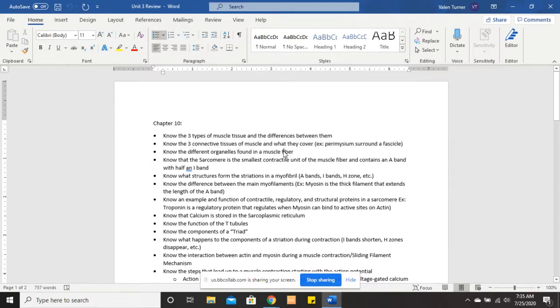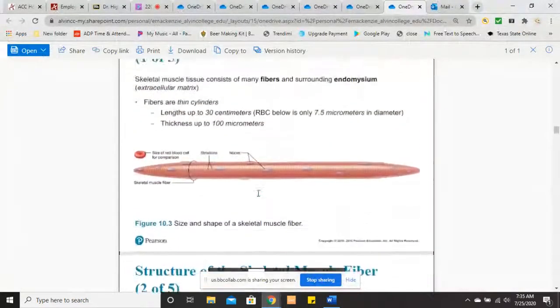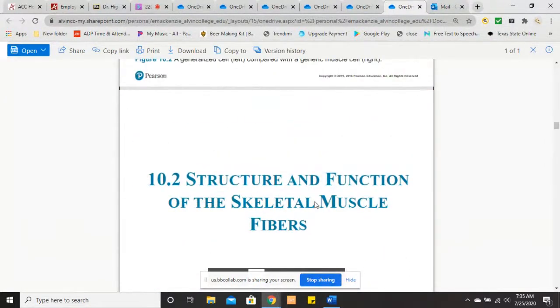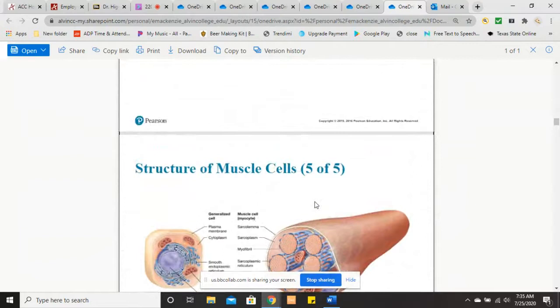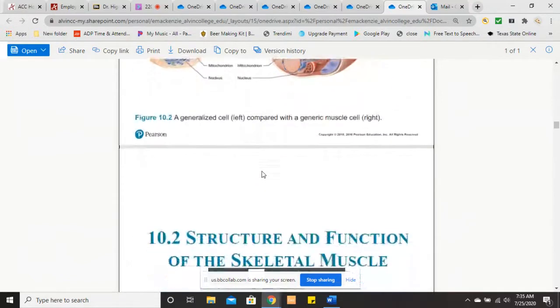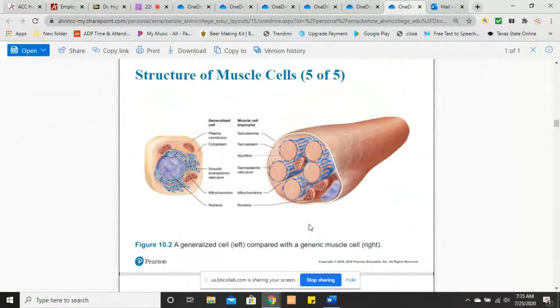Remember, in this class, things could have multiple names. When it comes to a muscle cell, there are synonyms. You could say muscle cell, or you could say muscle fiber, or you could say myocyte. They are all synonyms for a muscle cell. Your textbook uses all of them. Sometimes it'll say a muscle cell, sometimes a myocyte, sometimes a muscle fiber. They are all synonyms for a muscle cell.